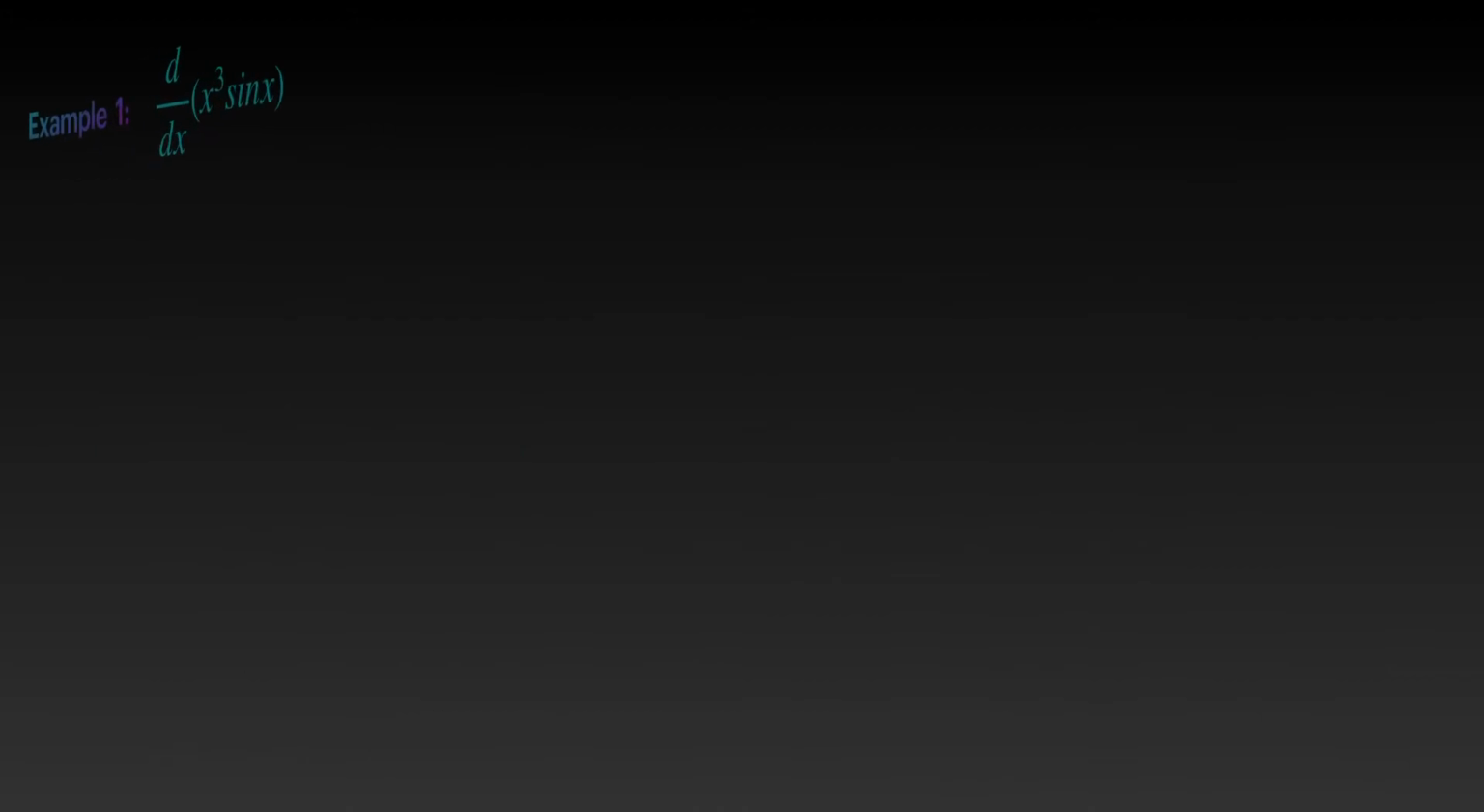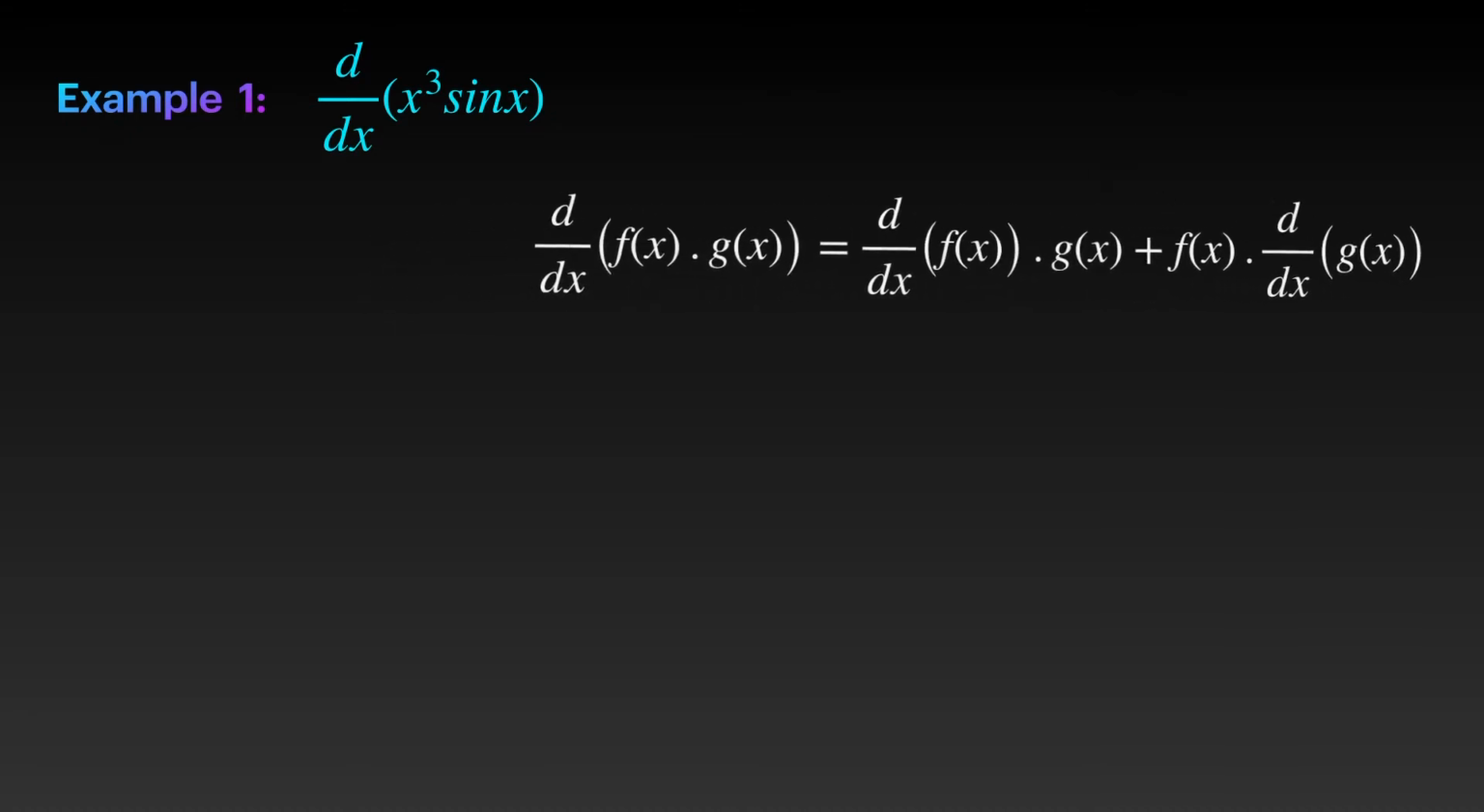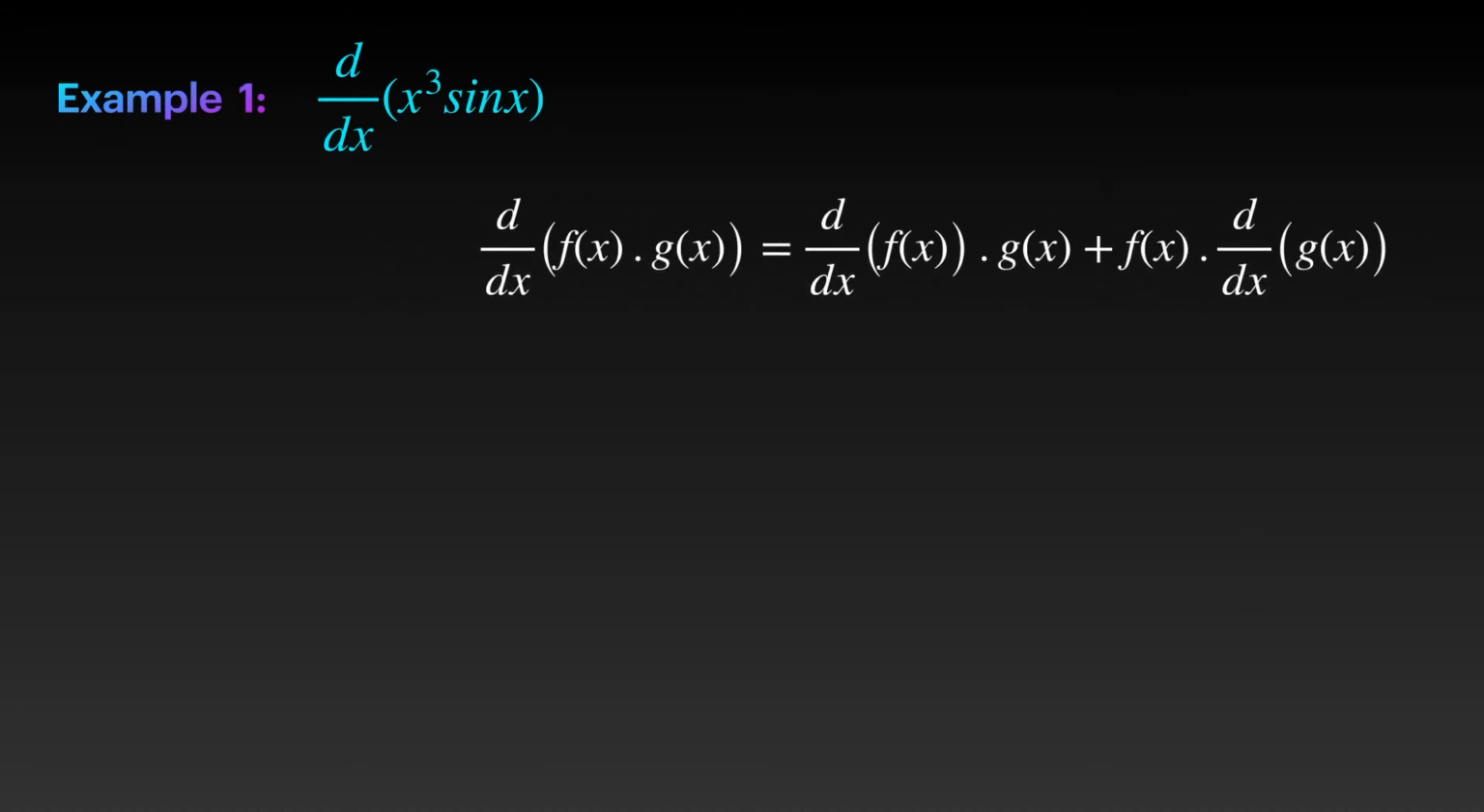In this example 1, we find the derivative of the function x cube sin x. Here notice that two functions, one is x cube and the second one is sin x, are multiplying together, so we apply the product rule here. Let's write f of x equal to x cube and the second function g of x equal to sin x here.